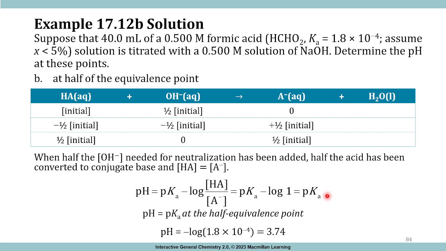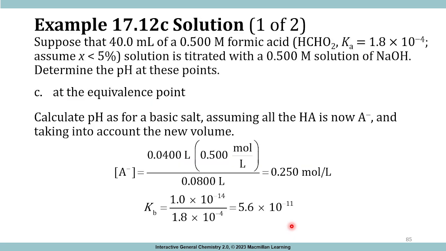Now, the pKa is going to then equal the pH at half that equivalence point. And so what we're going to then have is the pH just straight up equals the pKa. So we just take the negative log of that Ka, 3.74, that's our pH. All right, so at the equivalence point, we just need to calculate this as if we had all initial concentration of the conjugate base, okay?